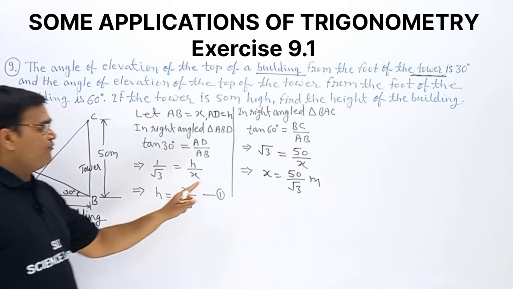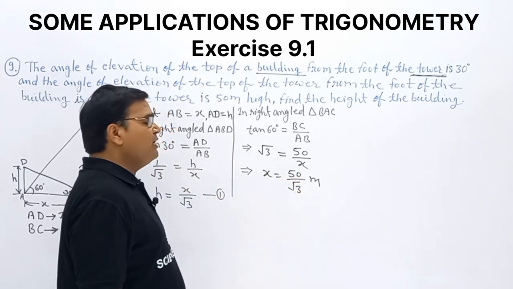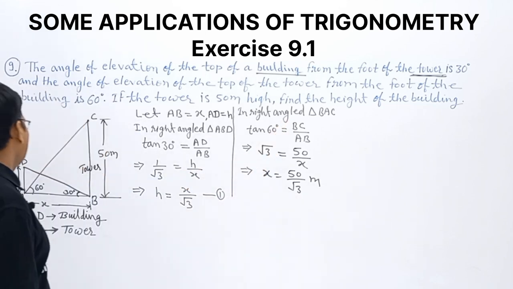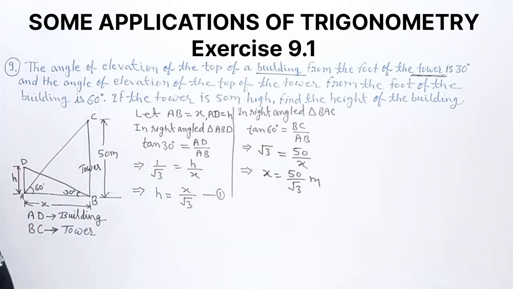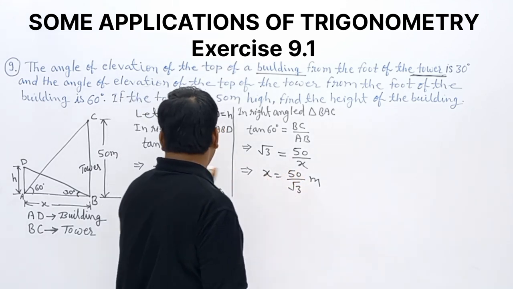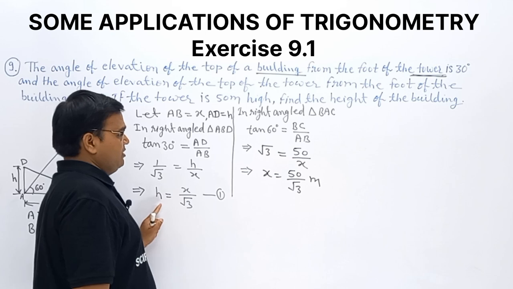X, and we find what? This is 50 upon square root of 3 meter. But we want the height of the building. We want this height. So once we put this value of x in equation number 1, then we can find the value of h.